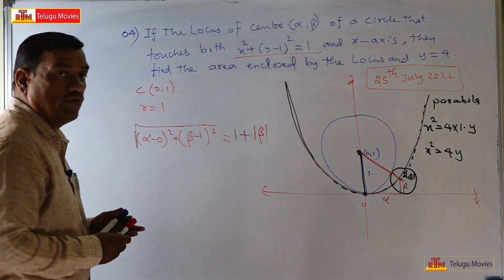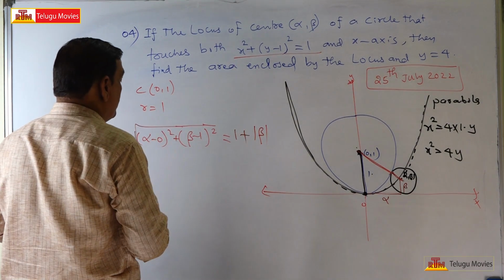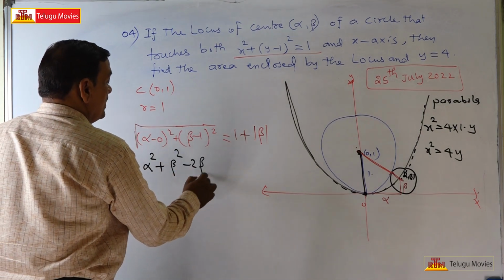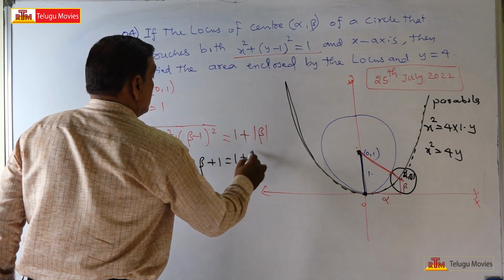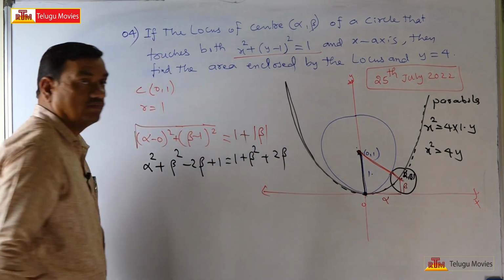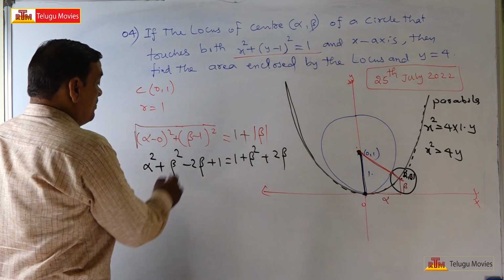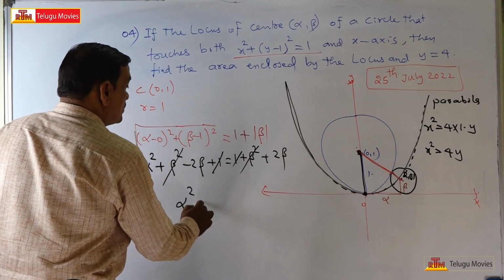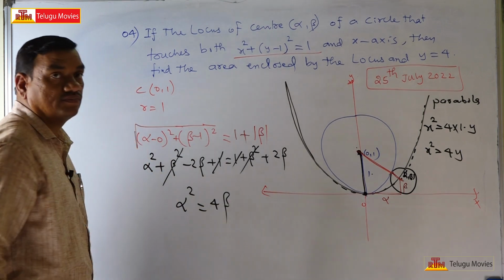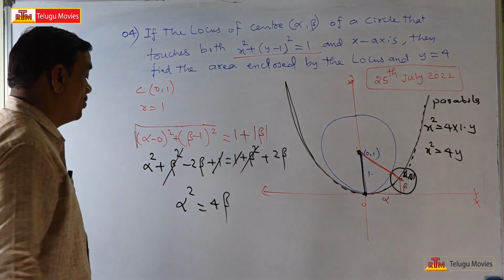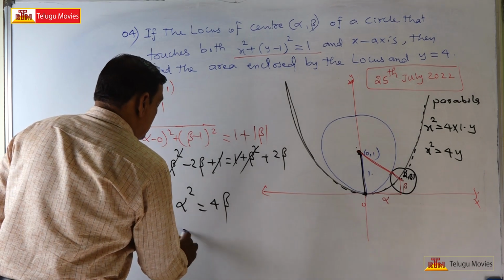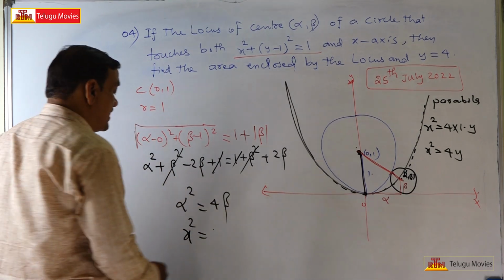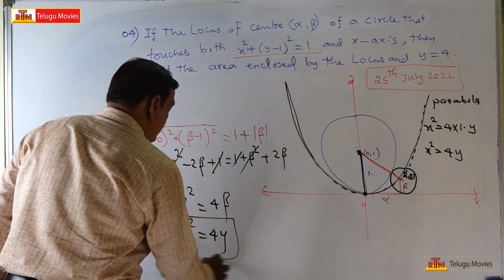Now, squaring on both sides, you do. This is alpha square plus beta square minus 2 beta plus 1, that is equal to 1 plus beta square plus 2 beta. Understand? So here beta square cancels, 1 cancels. Alpha square is equal to 4 beta. So our locus is x square is equal to 4y, where alpha means x, beta means y.